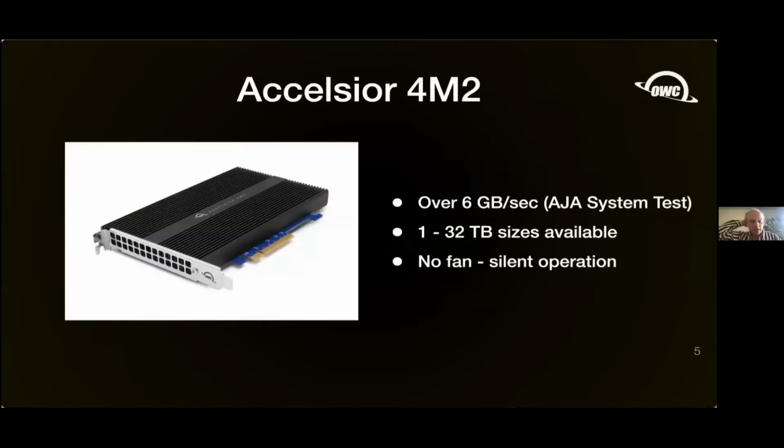So another product we've sold a lot of since the new Mac Pro came out is the Excelsior Form 2. It's basically a Thunderblade, but instead of being an external enclosure, it sits inside the Mac. Because it's directly on the PCI bus, it'll reliably do 6 gigabytes a second reading and writing. It comes in sizes up to 32 terabytes, no fan.